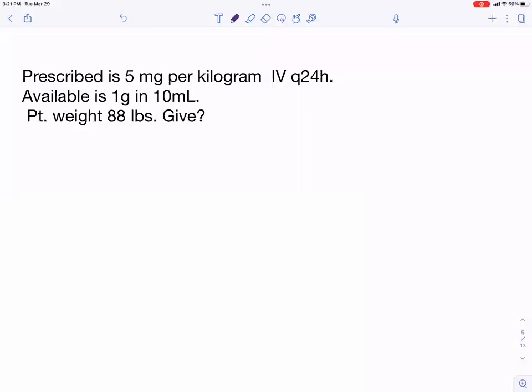Okay, for the last one, pause it here if you want to give it a shot, all right? So here's our problem. Prescribed is a medication 5 milligrams per kilogram. So that means it's 5 milligrams per kilogram. That's our given. That's the order. And they're going to give it IV every 24 hours. Available 1 gram in 10 milliliters. So I've got 5 milligrams per kilogram, 1 gram in 10 milliliters, and the patient weighs 88 pounds.